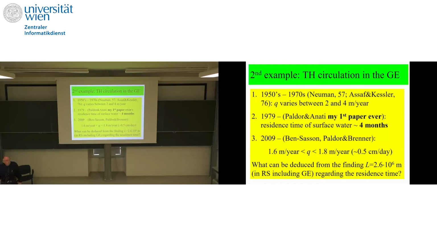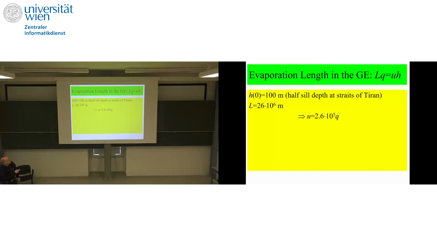But let's go back to the residence time and see what happens if we now apply the evaporation length. So we know that the evaporation length, as I showed you before, is about 26 times 10 to the 7th meters, right? 26,000 kilometers. So what can we say about it? If you take the modern estimate, this is 26 times 10 to the 7th, and we know Q, okay? Q is about, as I said, half a centimeter per day. If you plug it in there, you get a northward velocity of about 1.3 kilometers per day.